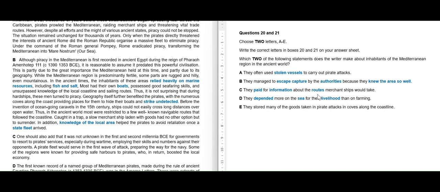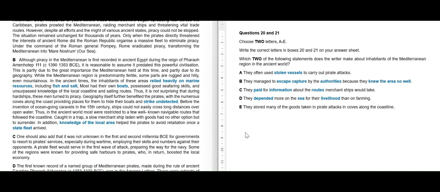Option D. The keywords in this option are dependent, sea, and livelihood. You can easily find the synonyms or examples of these keywords in the paragraph. Relied, which is synonymous to dependent, heavily on marine resources, which is synonymous to sea, and fish and salt, which are the examples of food or livelihood. Hence, option D is the second answer.